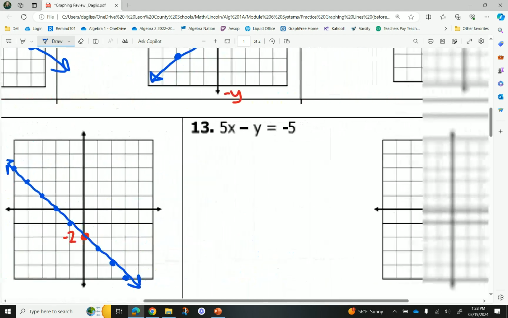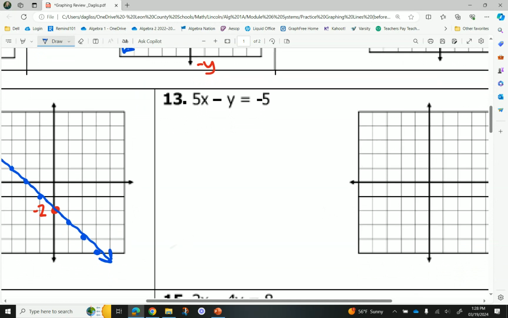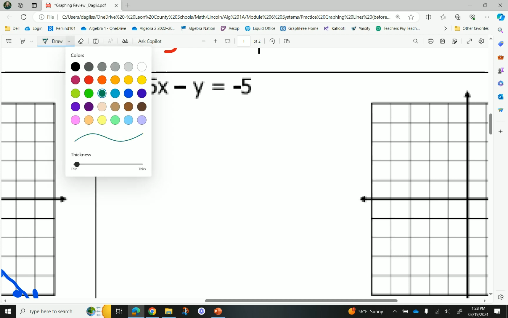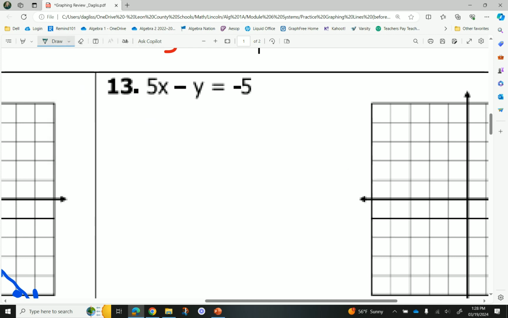Moving over to number 13. 13 is 5x minus y equals negative 5. Sorry, it's a little blurry. You always move the x part first. What is with my x? 5. So 5x gets moved to the other side. Okay? How am I going to move it? Minus 5x. Good.